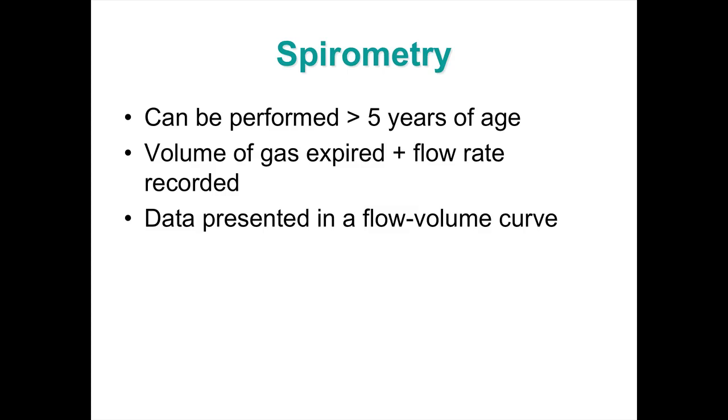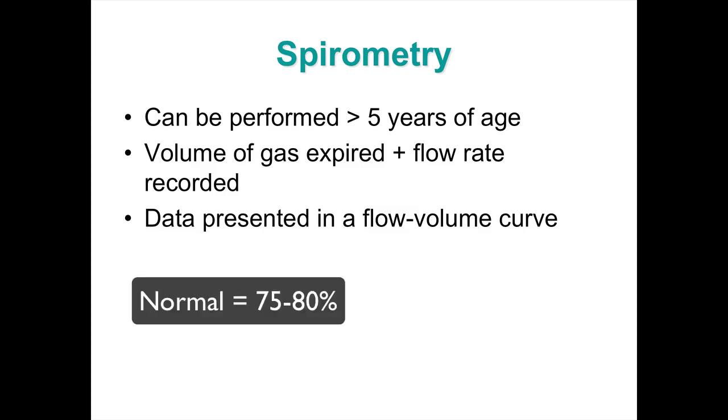Measurements taken during spirometry are the forced vital capacity, the forced expiratory volume in 1 second, and then you are able to work out the ratio of the FEV1 over FVC. Normal is 75 to 80%.